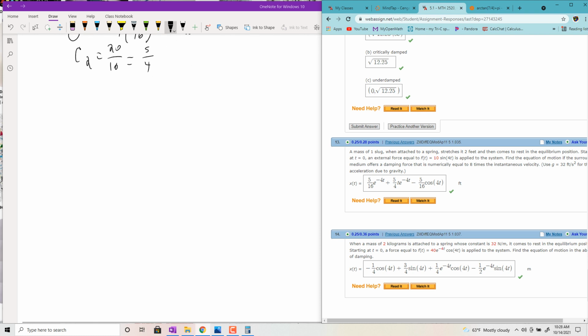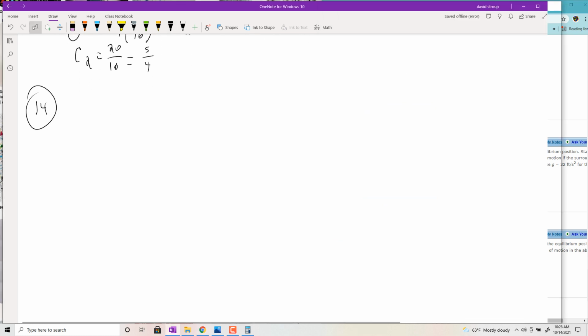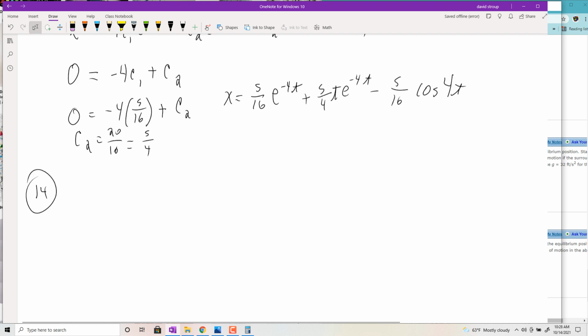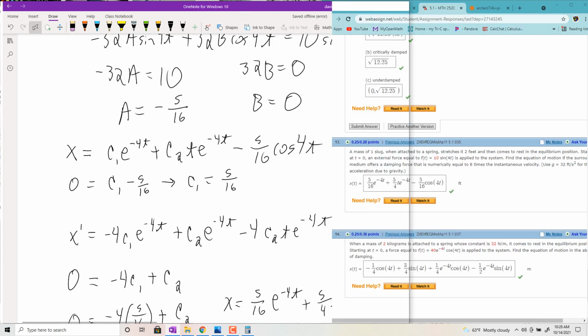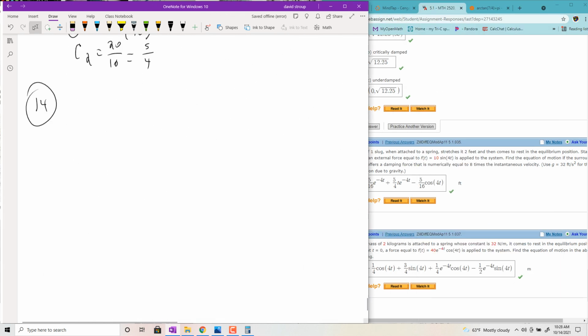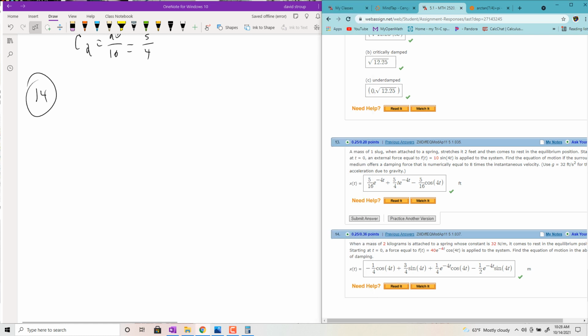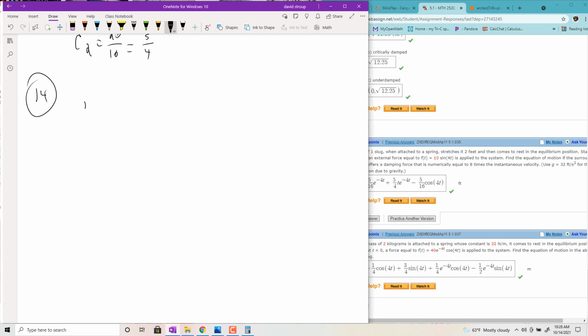Speaking of making mistakes, let's look at number 14 and try to run through this one. So number 14 is the driven undamped motion. Mass is given in the European units, the kilograms. So mass is automatically just 2. The spring constant is automatically given as 32 Newton meters.